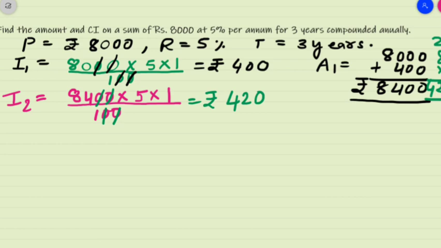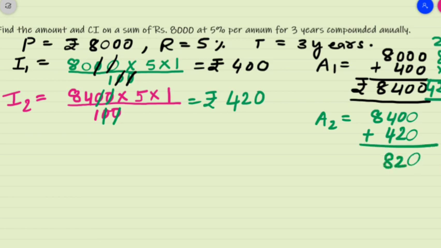See children, for the first year he was getting only 400, the second year he is getting 420. That means he is getting interest on the interest he has earned in the first year. For 8,000 as well as for 400 he is getting interest. So in the second year he is getting 420 rupees. Now see here, what will be the amount he will be getting after the second year? His principal was 8,400 and now he is getting 420 as interest in the second year. So in the second year he will be getting an amount of 8,820.